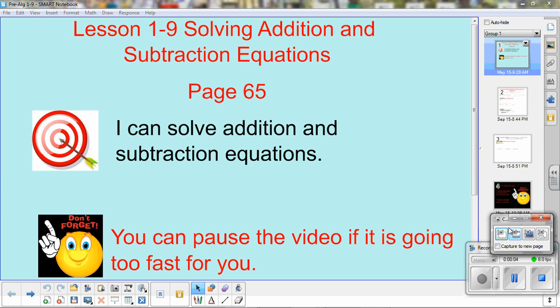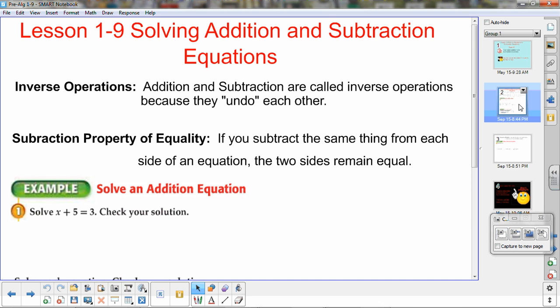In Lesson 1-9, you will learn how to solve addition and subtraction equations. Our first vocab word is inverse operations. Addition and subtraction are called inverse operations because they undo each other. You will use this idea to help you solve one-step addition and subtraction equations in this lesson.